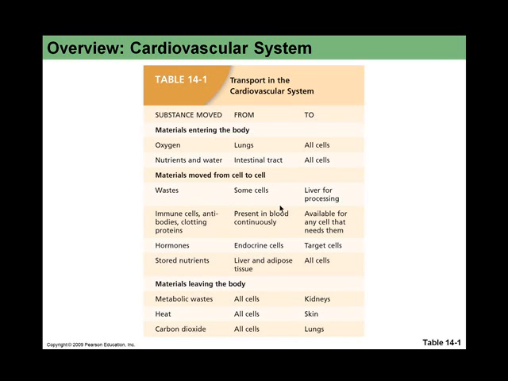And as I just stated, the bile going into the gastrointestinal system would be the excretory part associated with that after the liver. So the immune cells and the antibodies and the clotting proteins are also components of the plasma subcompartment of the extracellular fluid compartment. They're present in the blood continuously, and they're available for any cell that needs them.